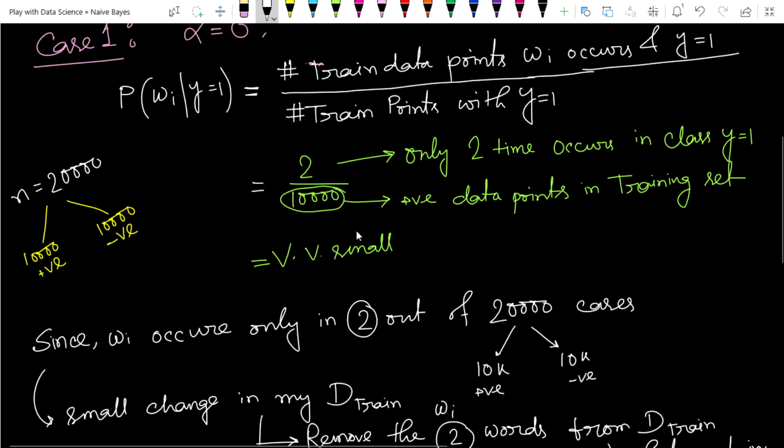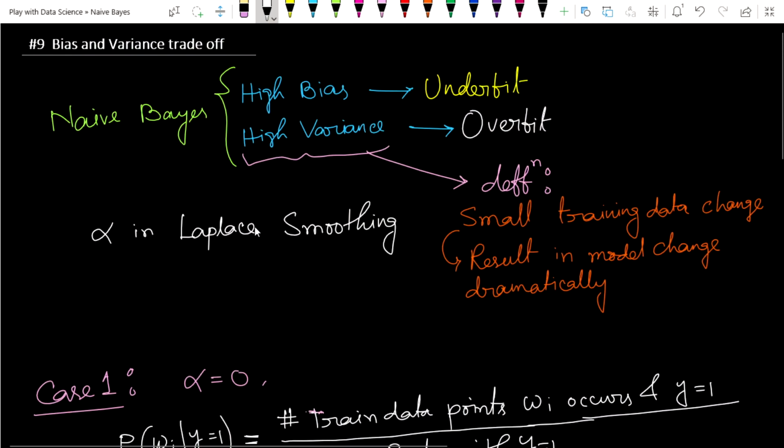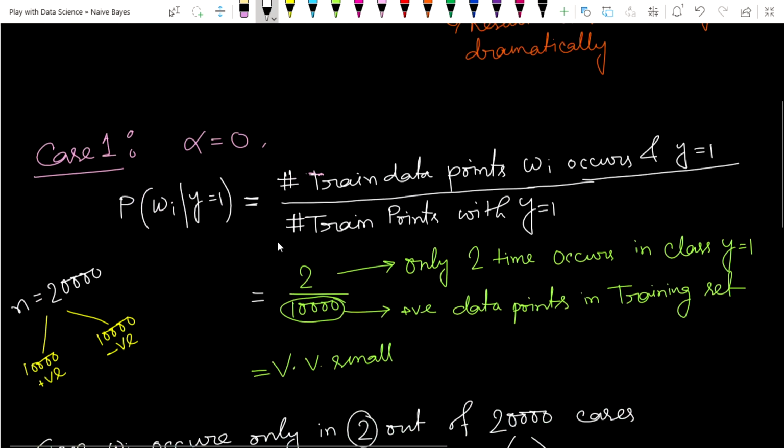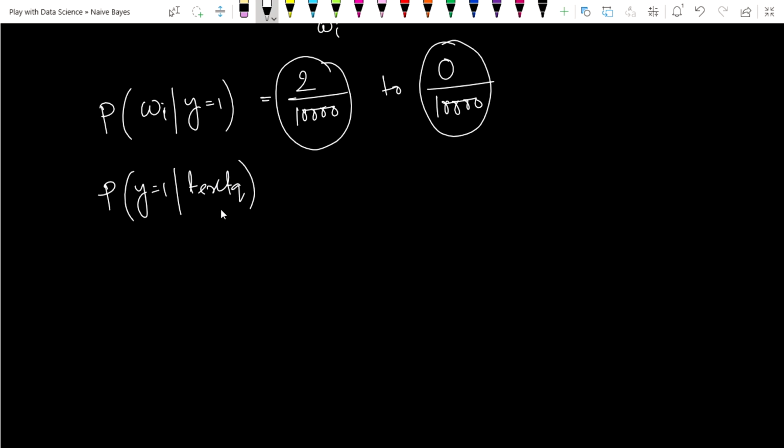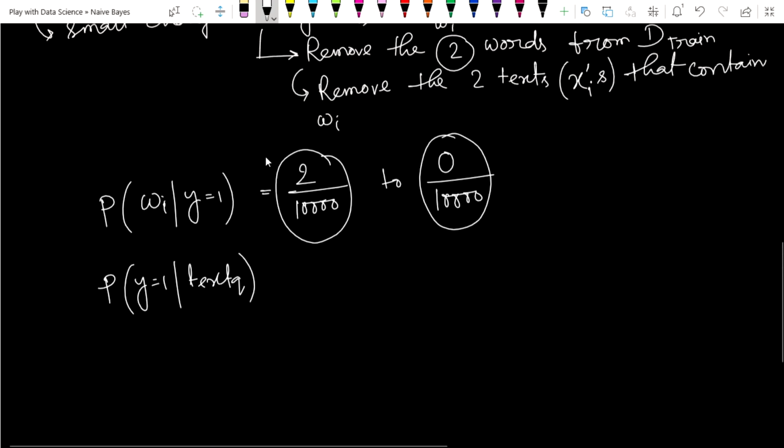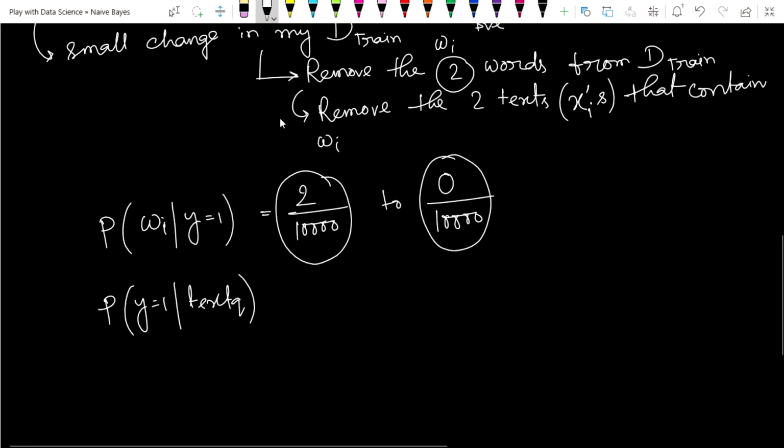0 means what? If this probability is 0, then the total model is changed, because at the end of the day we have to calculate this probability of a given class label for a given text, suppose a query text. If in the query text this word happens, then the total probability will be 0. So we are not interested. At that time the total model will be changed. So this is a very bad situation.